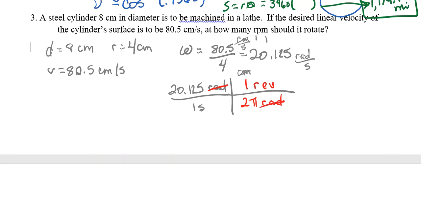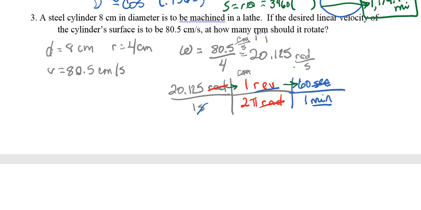So now I have to change my time. If I'm in seconds and I need to get to minutes, I have to think, what do I know about seconds and minutes? Well, there are 60 seconds in 1 minute. So my seconds here will cancel with my seconds here. Notice the only thing I've left is revolutions and minutes, and they want me in revolutions per minute. So I'm where I need to be. So now I have to do the math. I'm going to take 20.125 times 1 times 60, and I'll go ahead and do that on my calculator so you can do it with me.